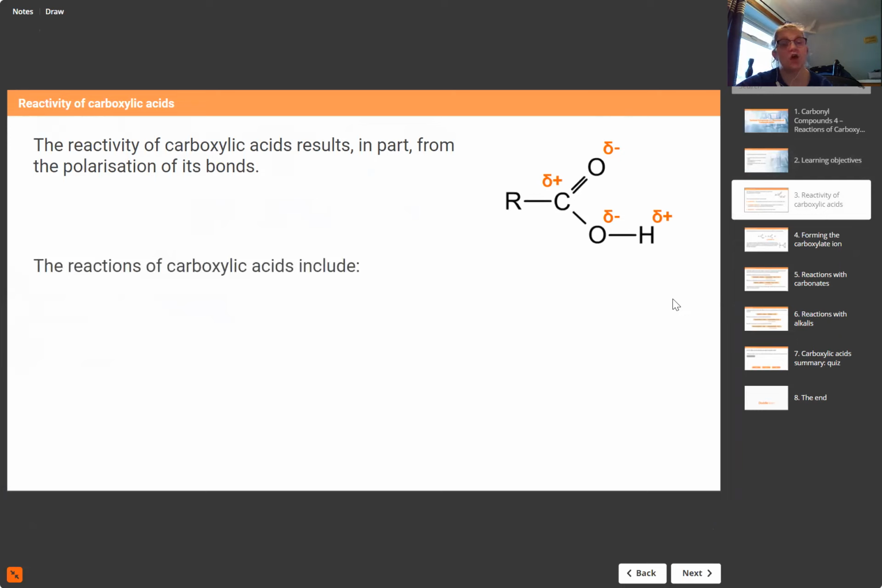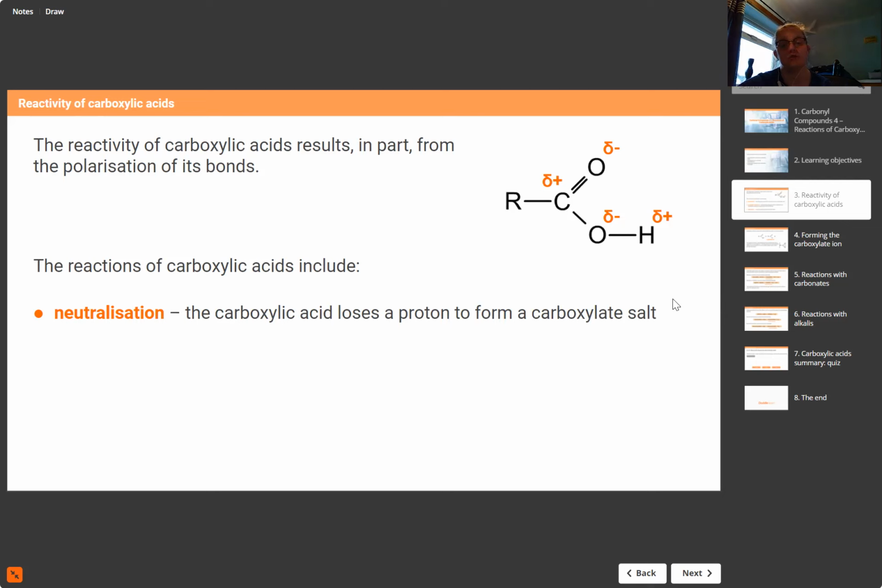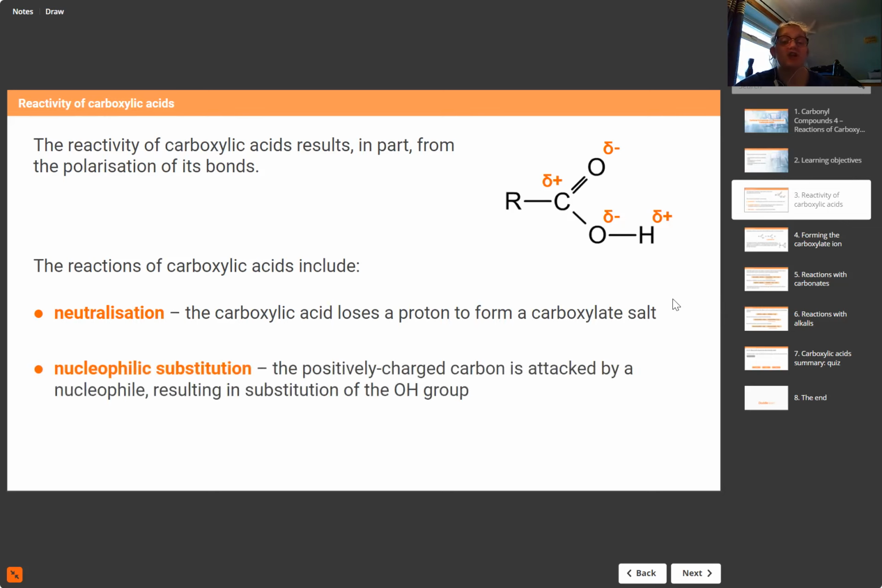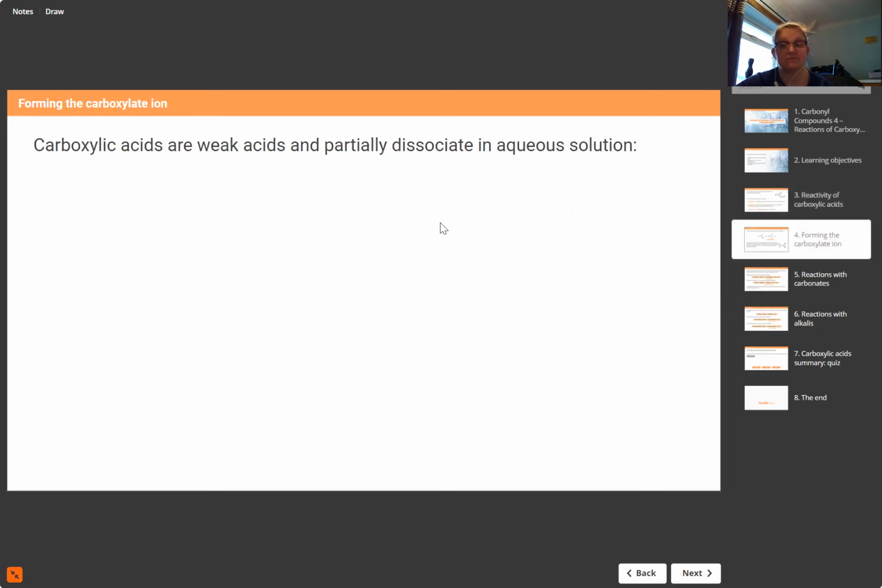So the reactions of carboxylic acids include neutralization. Our carboxylic acids can actually lose a proton to form a carboxylate salt. It can go through nucleophilic substitution, and that positively charged carbon that we can see here is attacked by a nucleophile, and it results in substitution of the OH group. Or it can go through esterification, and this is reaction with an alcohol to form an ester.